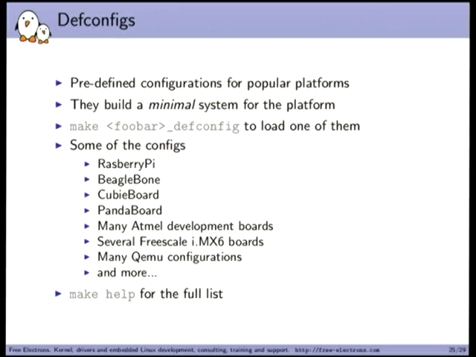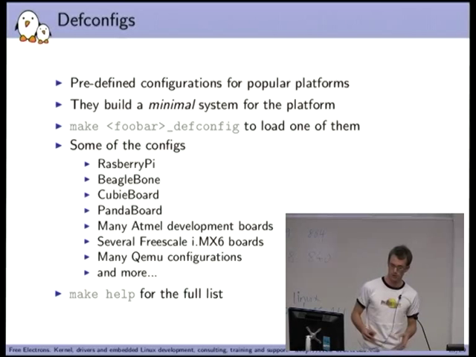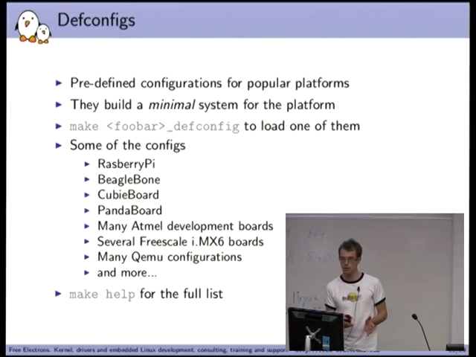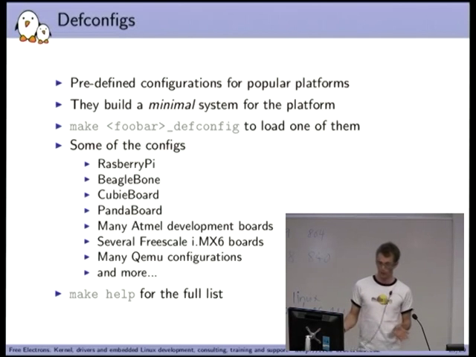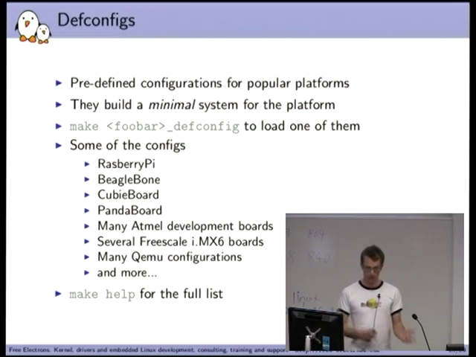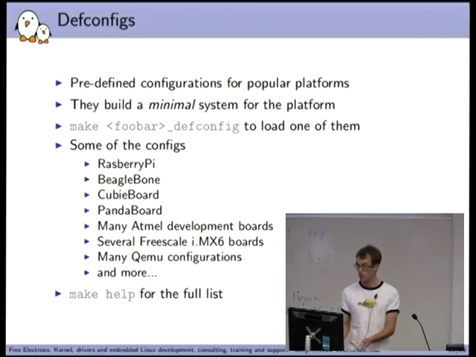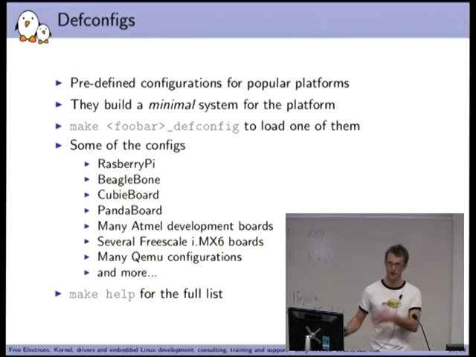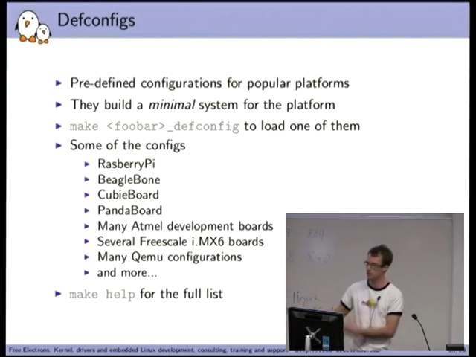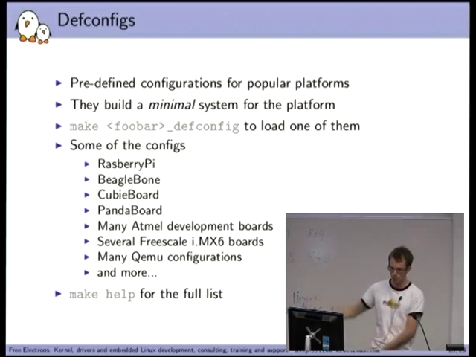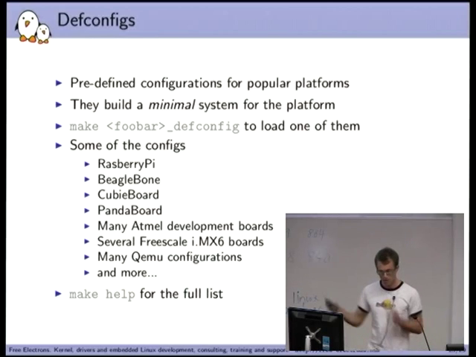Dev configs are configurations for popular platforms. In Buildroot, we've decided to have configurations that build a minimal system for the platform. For example, we have configurations for the Raspberry Pi, for the BeagleBone, for the Cubieboard, for the Pandaboard, for many Atmel boards, Freescale boards, and also for many QEMU configurations, so that you can experiment with Buildroot and run things in QEMU ARM, QEMU MIPS, QEMU SPARC, and we have tens of them.